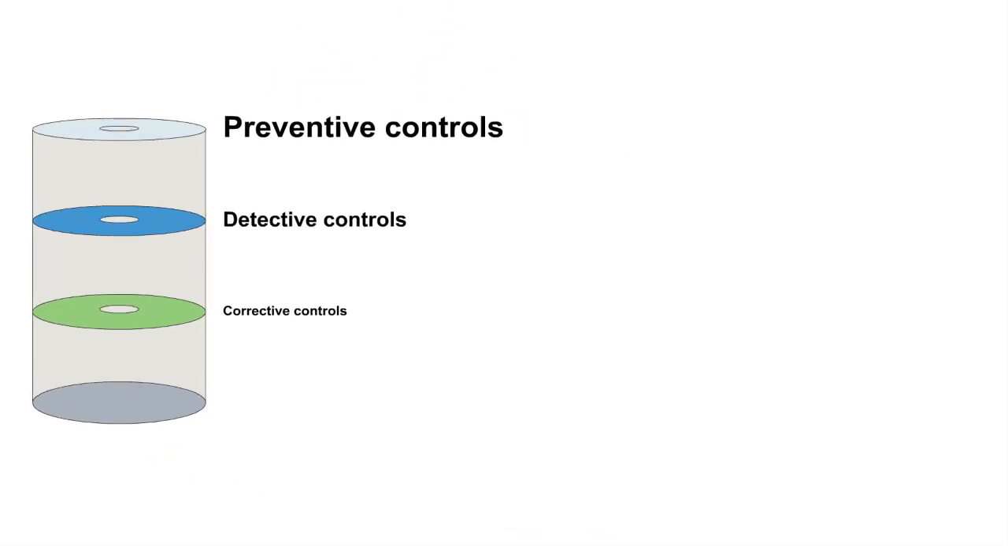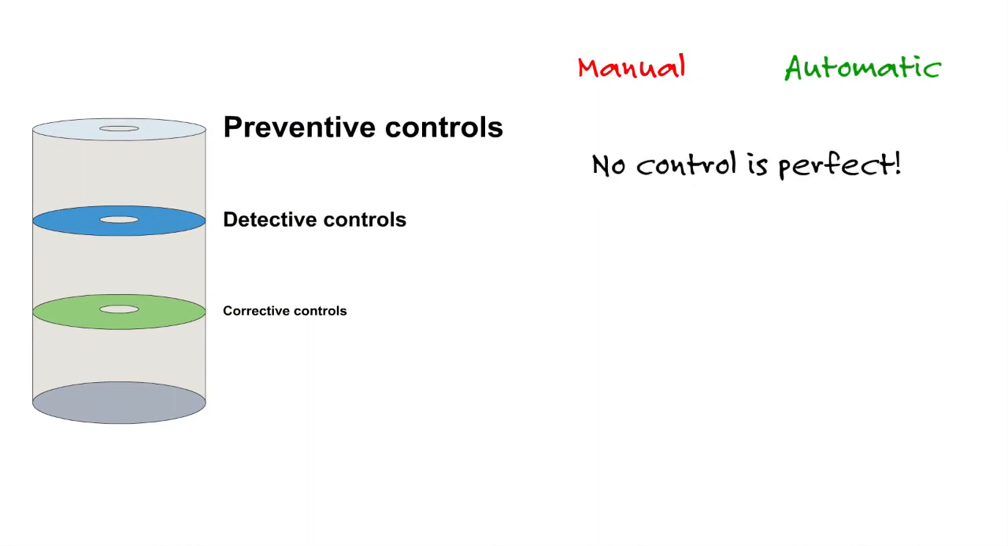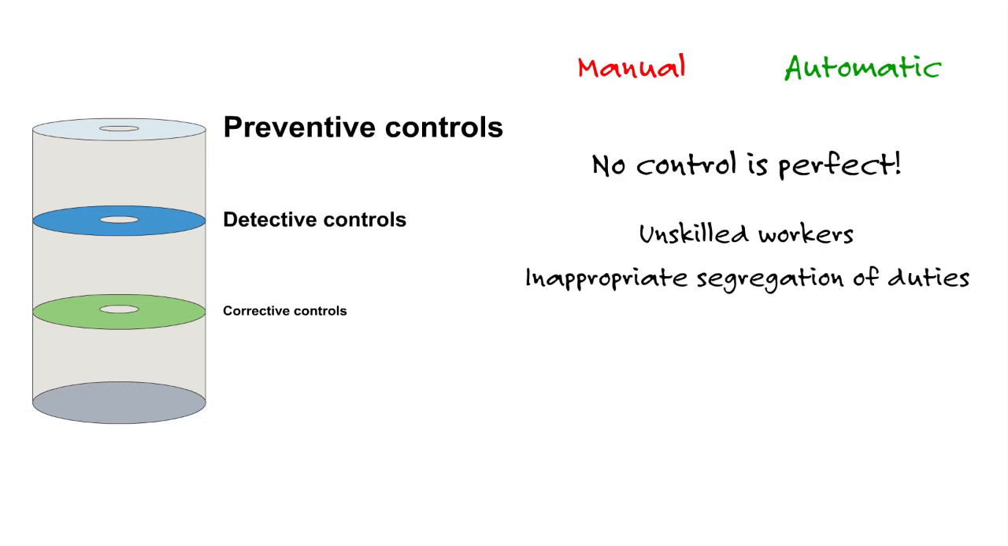Now, bear in mind, controls can be manual or automatic, meaning they could be built into the system design or they could be a human being helping to carry them out. But it's worth noting, no control is perfect. No control can be designed to be impervious or beyond any fallibility. Maybe your workers don't have the appropriate training, so the problem wasn't the control, it's who's carrying them out. Perhaps your segregation of duties is not as good as it could be. Maybe management has the capability to override a well-designed control.